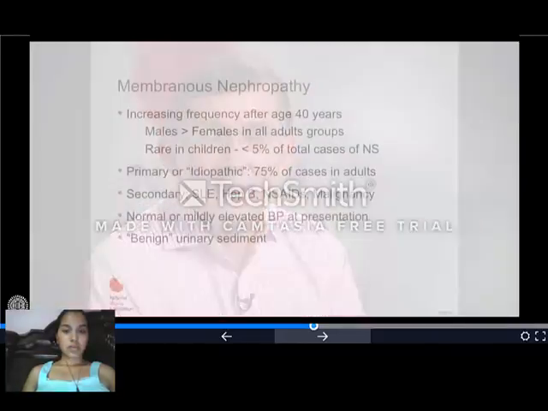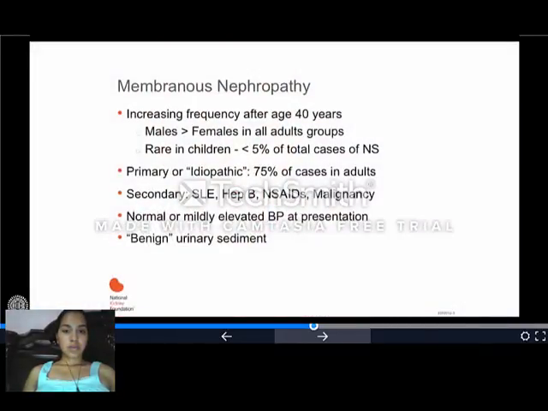But the other issue with patients with membranous nephropathy is that those who remain nephrotic are also at an increased risk for thromboembolic and cardiovascular events. Diagnosis increases with frequency after the age of 40 years. It is much more common in males than in females in all adult groups, but is rare as a primary diagnosis in children, accounting for less than 5% of total cases of nephrotic syndrome in this population.